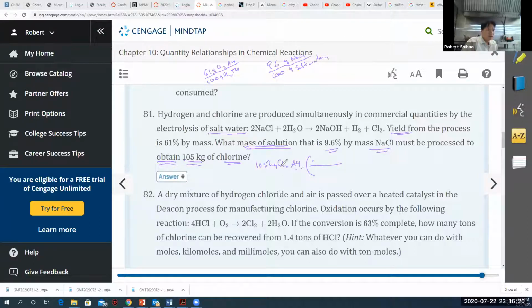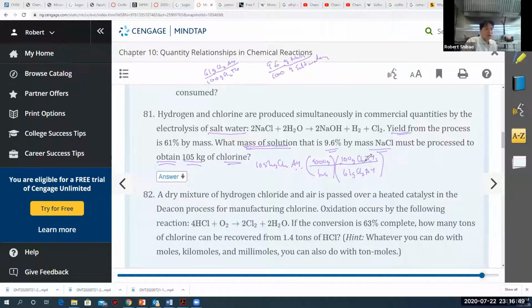But I'm going to go to grams. And so I'll go kilograms to grams, 1,000 grams per kilogram. And then I'm going to go actual yield. Here's grams of chlorine actual yield. And so 61 grams of chlorine actual yield. You better be prepared to make 100 grams of chlorine theoretical yield. Okay, so we need to flip this one upside down.